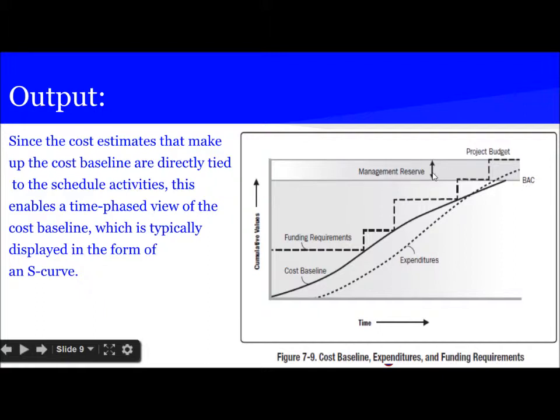So this is quite easy to understand. The project budget consists of management reserve plus the cost baseline, and the cost baseline is the sum of the contingency reserve and the cost estimate of the entire project.